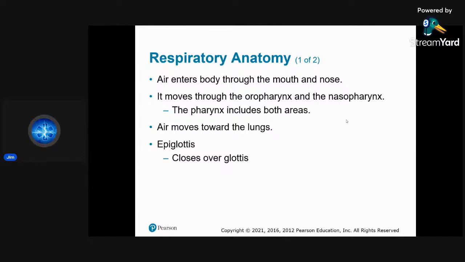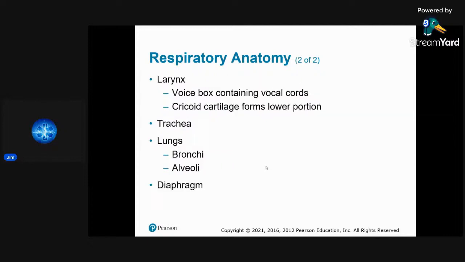We have an epiglottis, which is this finger-looking tissue that when you swallow, it will close up over your trachea. This covers the glottis, which is the opening of the trachea. Larynx is your voice box, containing your vocal cords. It also has the cricoid cartilage that forms the lower portion. Then we go into the trachea. The trachea is the long tube that goes from the larynx to the lungs.